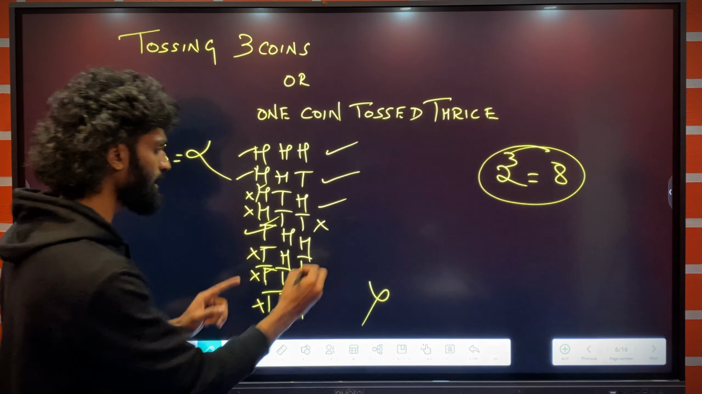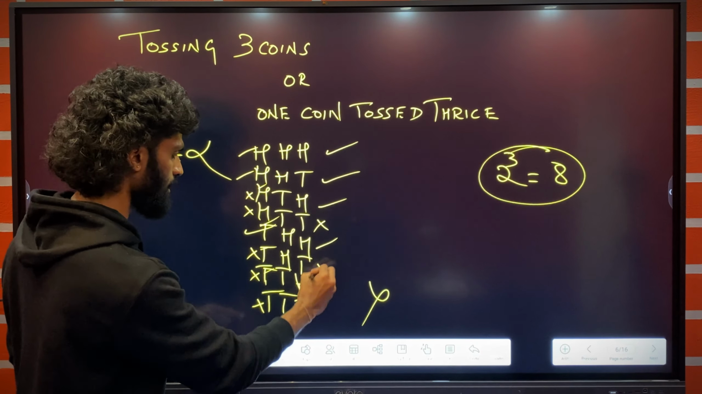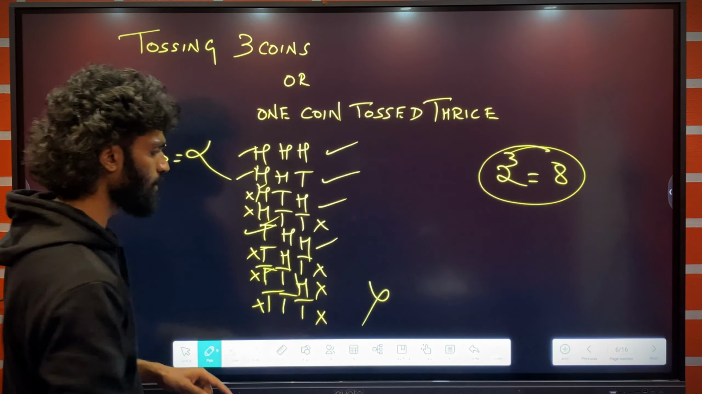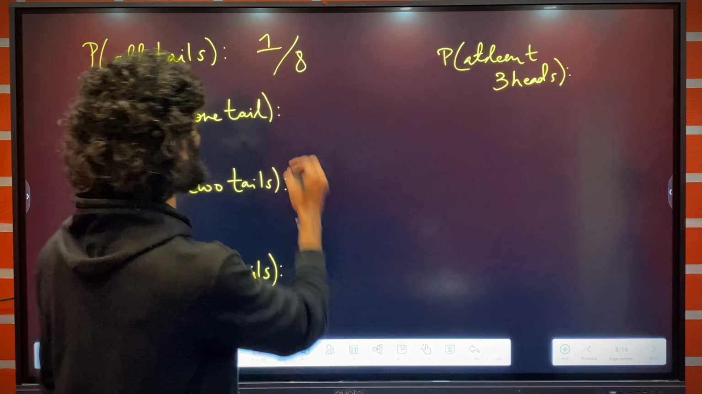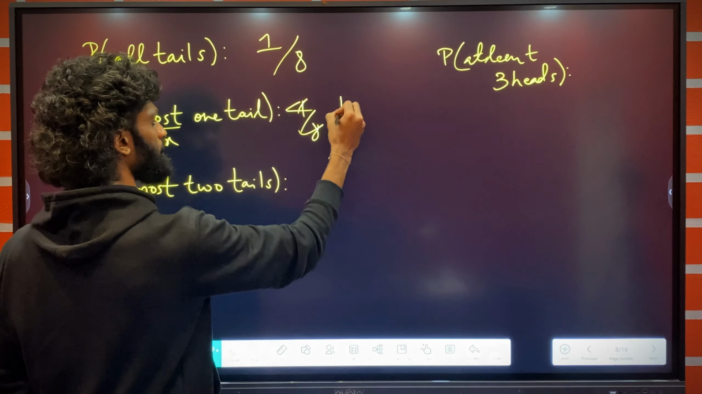This has 2. This has 1 tail, outcome. This has 2, not there. This has 2, not there. This has 3, not there. So how many ticks here? 1, 2, 3, 4. 4 out of 8. So the answer becomes 1 by 2.